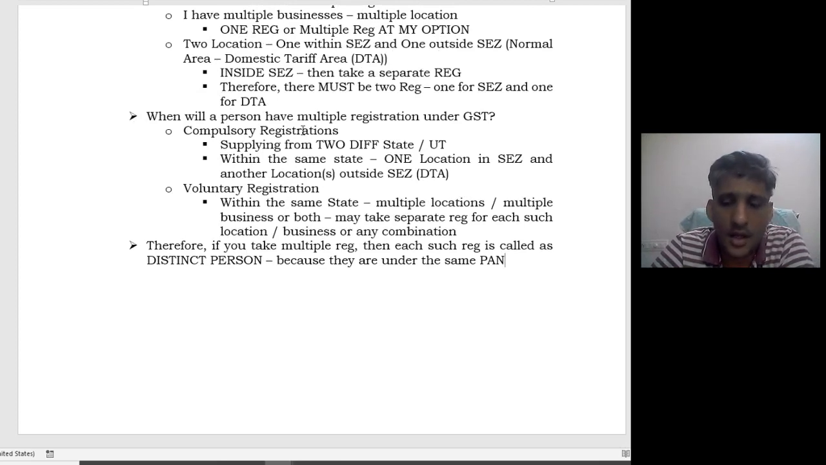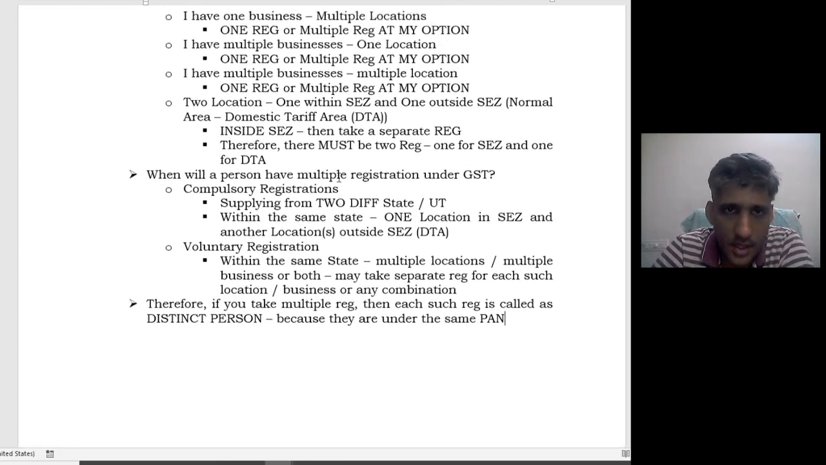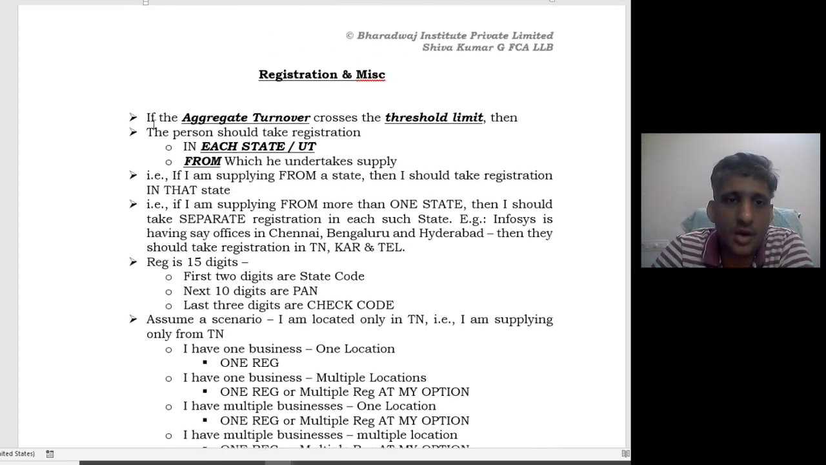Done. Now my registration will kick in only if my aggregate turnover crosses the threshold limit. Only if my aggregate turnover crosses the threshold limit.